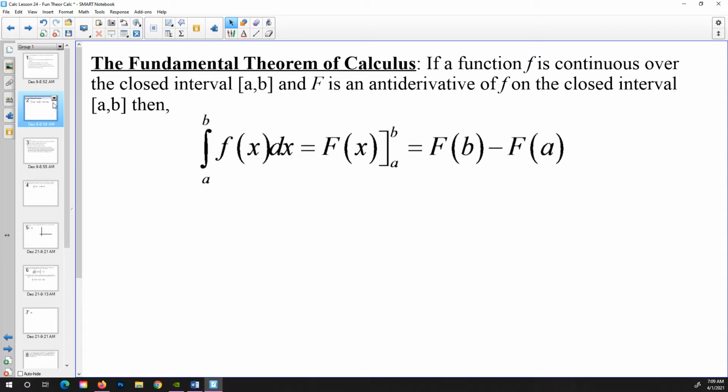Anyway, the fundamental theorem of calculus is: if a function lowercase f is continuous over the closed interval a to b, and uppercase F is an antiderivative of lowercase f on the closed interval from a to b, then this is the value of the definite integral. And so all you do is you integrate this function, and then you plug in the upper limit of integration and the lower limit of integration, and then you subtract them.